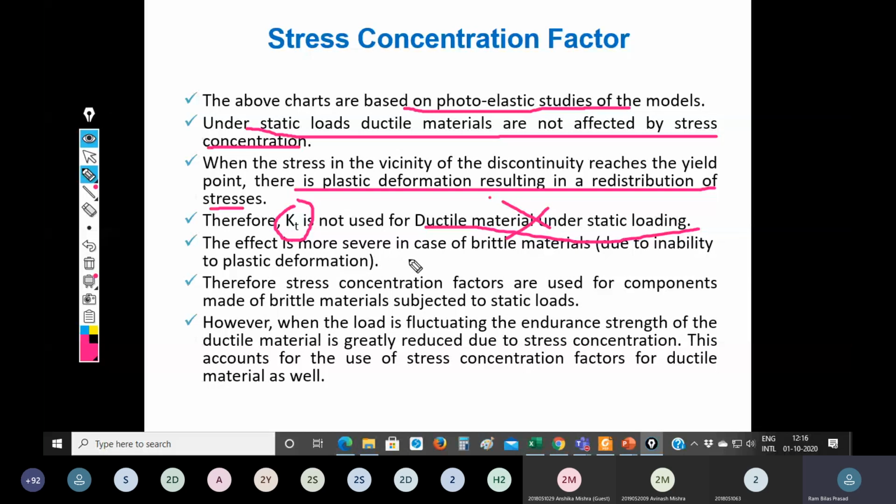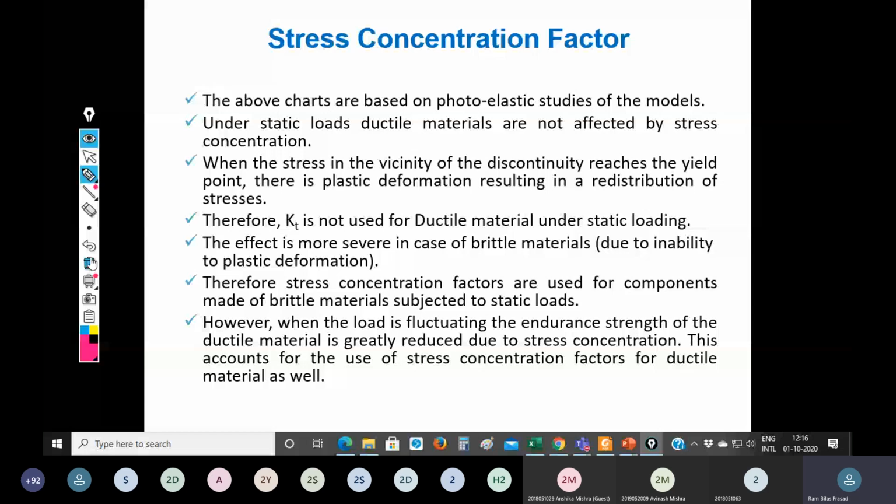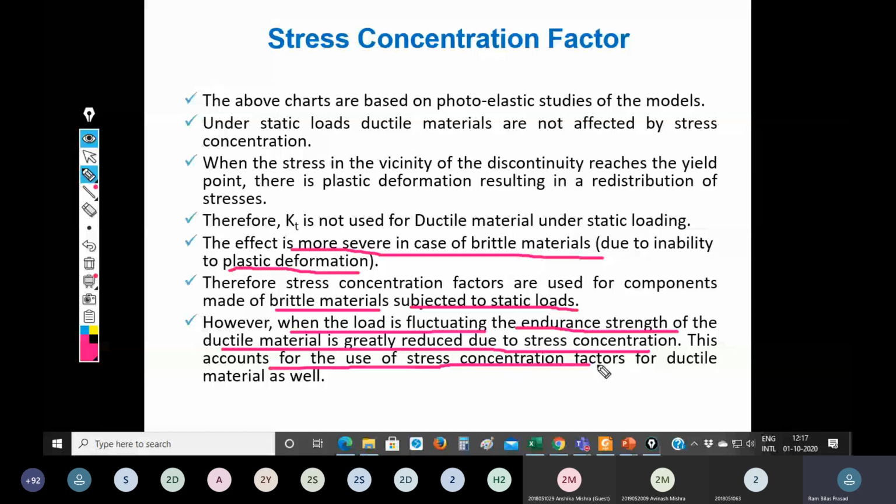The effects are more severe in case of brittle material, right? Why? Because there is no plastic deformation. It will suddenly fail. Effect of Kt is more significant in brittle material. Therefore, stress concentration factors are used for components made of brittle material subjected to static loads. However, when the loads are fluctuating, the endurance strength of the ductile material is greatly reduced due to stress concentration, and this accounts for the stress concentration factor for ductile material as well.